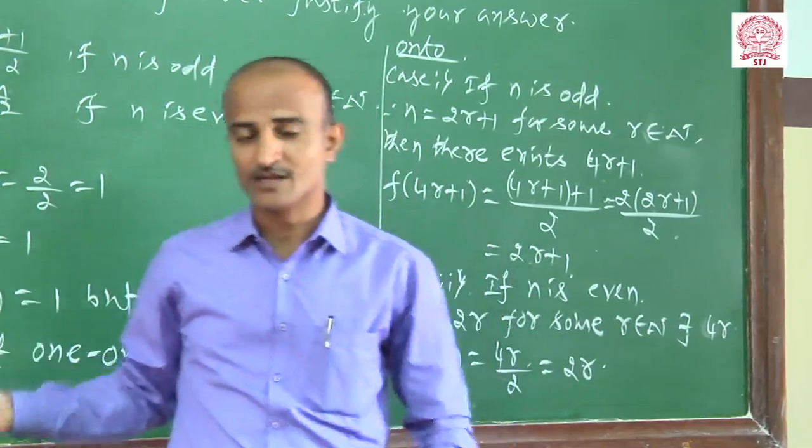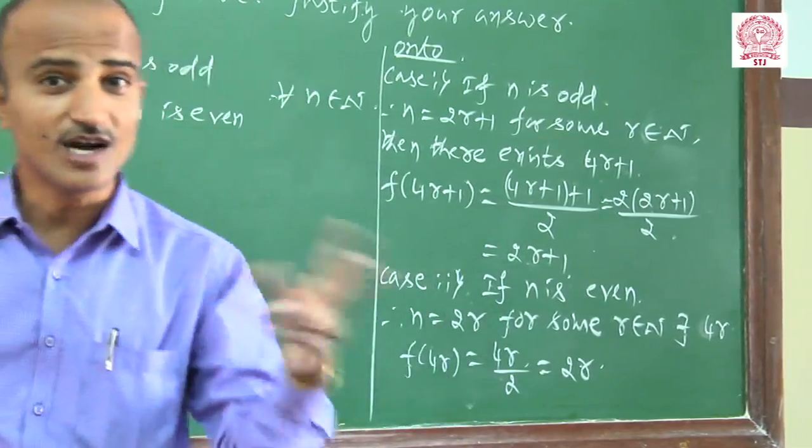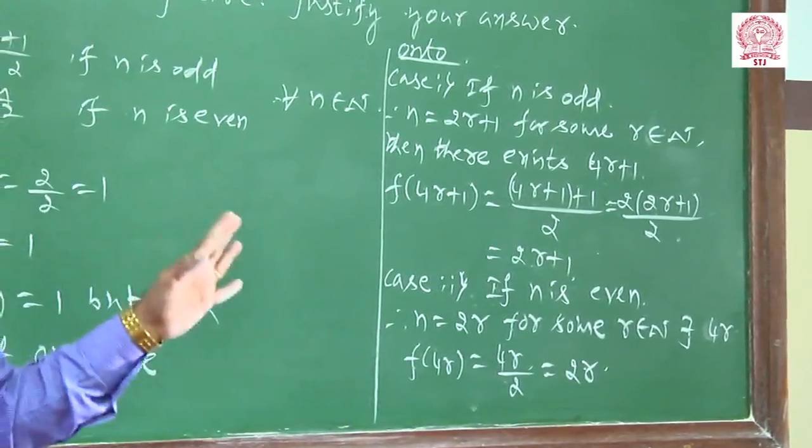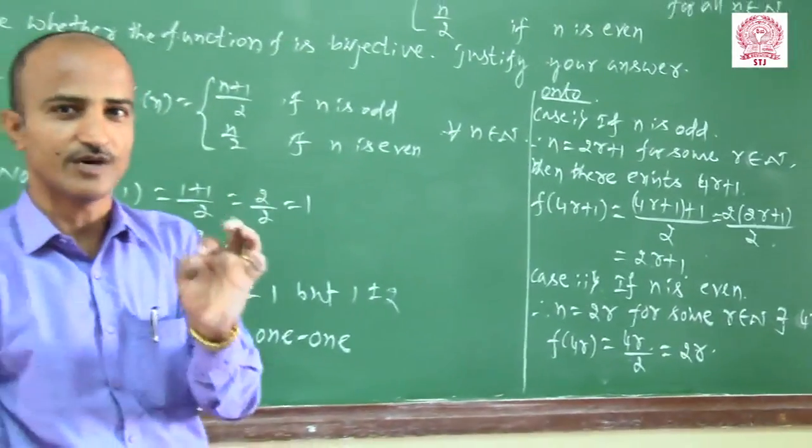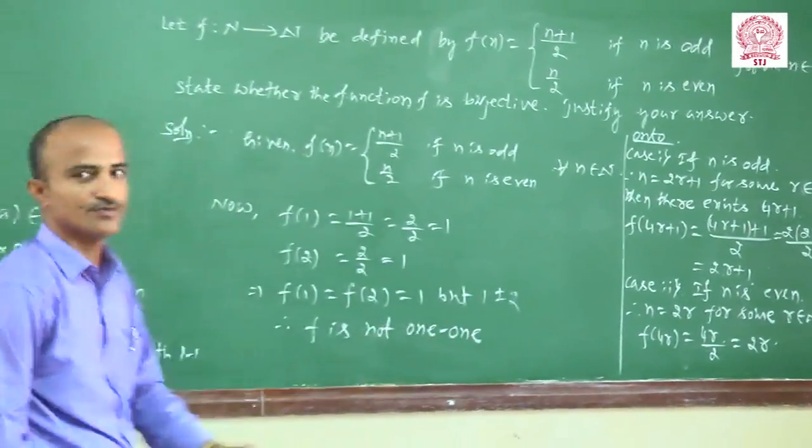F is not 1 to 1, but it is onto. It is not both. Therefore it is not bijective. The given function is only onto, but not 1 to 1.